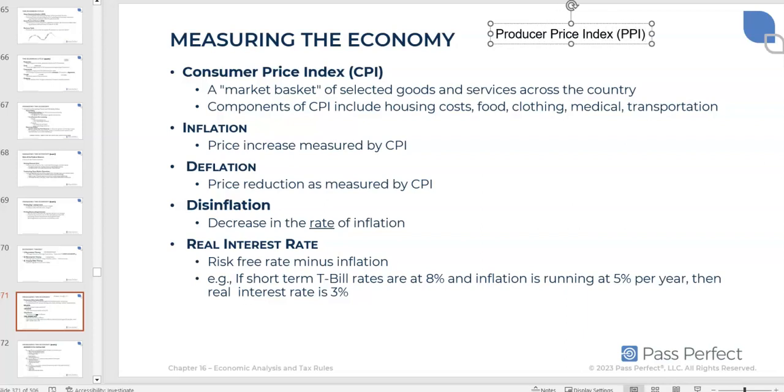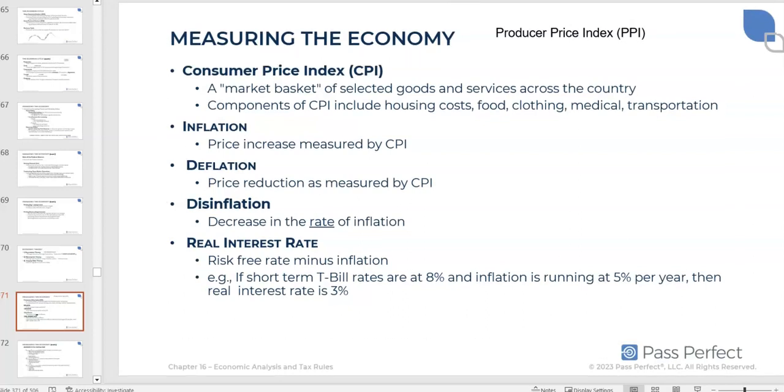So the Producer Price Index, these are the prices of things, basically the commodities, that go into the finished product. The price of a pair of socks will be in the Consumer Price Index, but the price of cotton is in the Producer Price Index, right? Steel and wood, things like that, would be in the Producer Price Index.